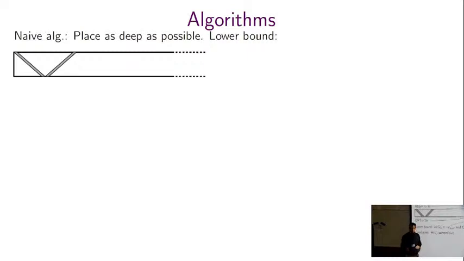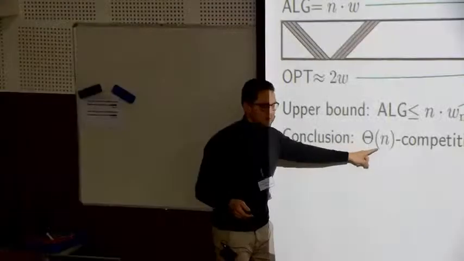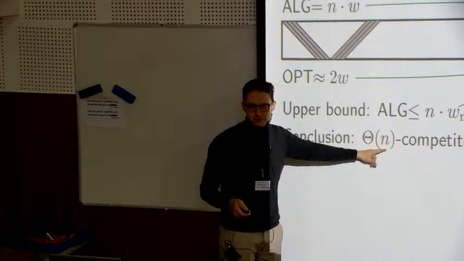It's actually also at most proportional to n, because you can see that the algorithm uses at most n times the maximum width, and the optimum must use at least the maximum width. You cannot pack these pieces without using as much as the widest piece. So that shows that the algorithm gives a solution which is at most n times the optimum. So then we have an upper and lower bound which is linear in n. So this algorithm is theta of n competitive.